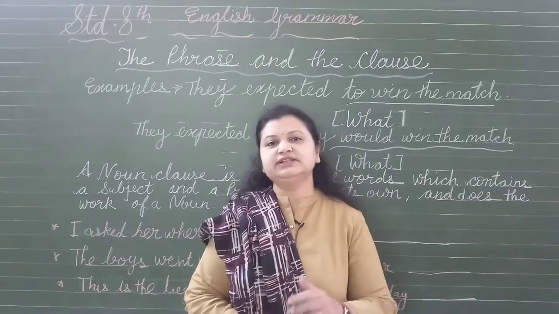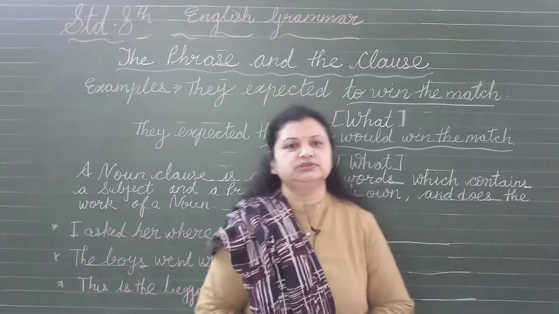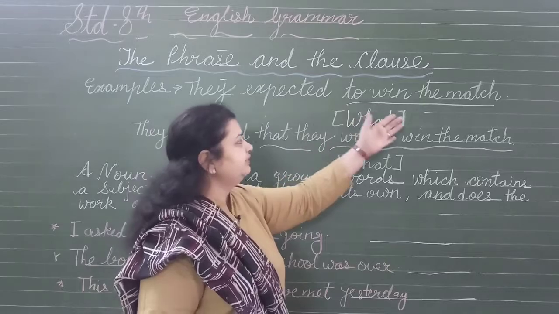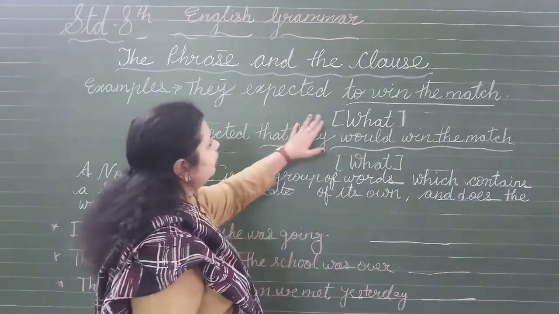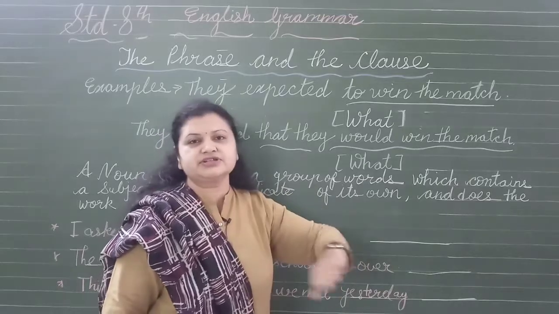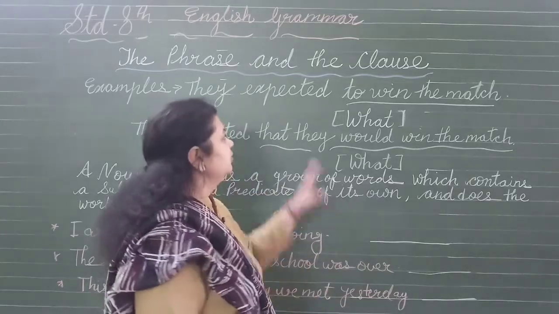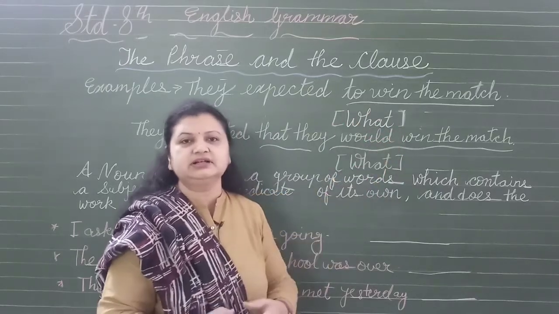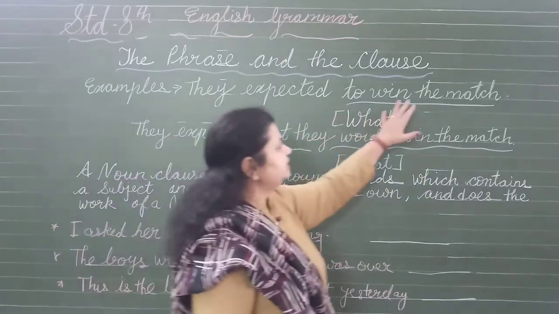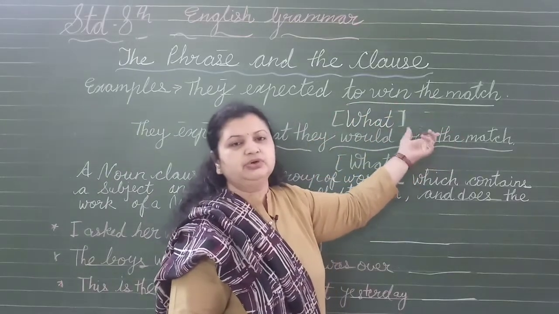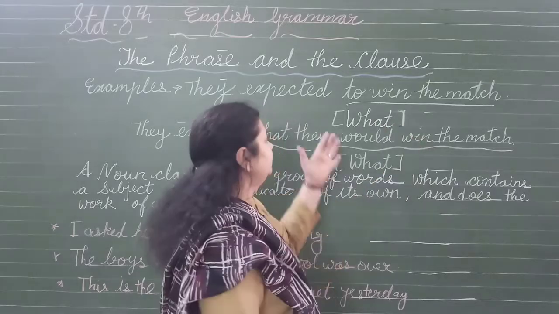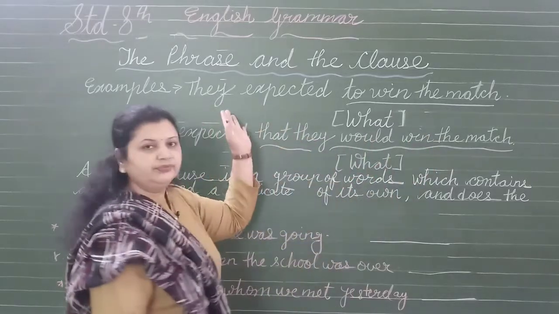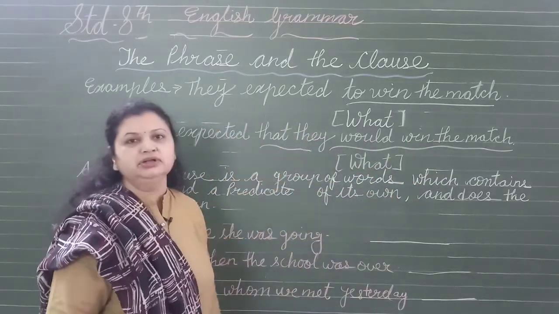Now the third one is noun phrase and clause. Let's learn with an example. They expected to win the match. What are they expecting? Here the question is what they are expecting: to win the match. So this phrase is working as a noun. To win the match is called a phrase because the subject is not there, and the predicate also. So that's why it is working as a phrase. And here it is working as a noun, so it is called a noun phrase.